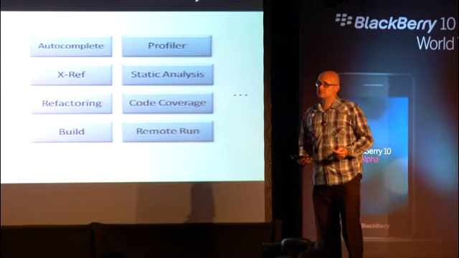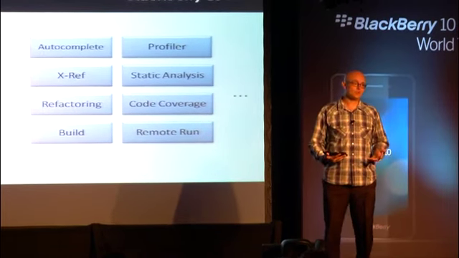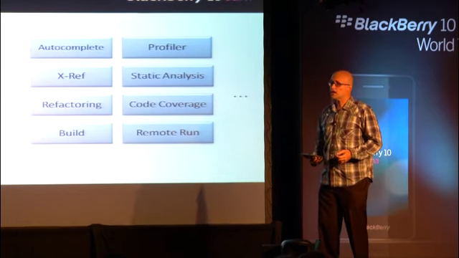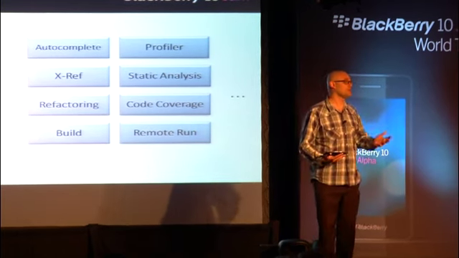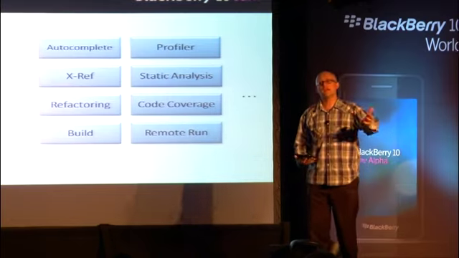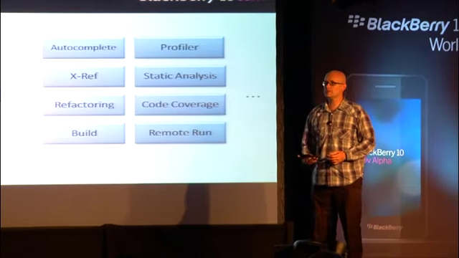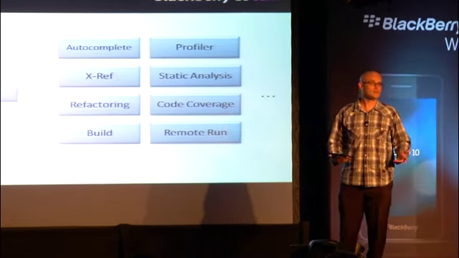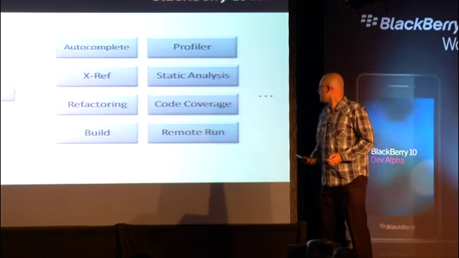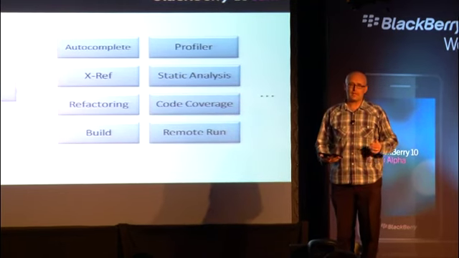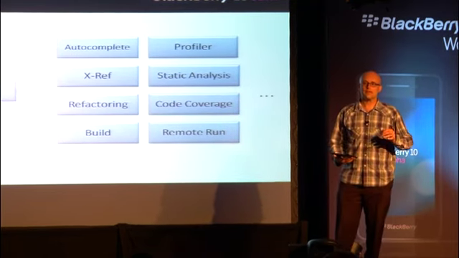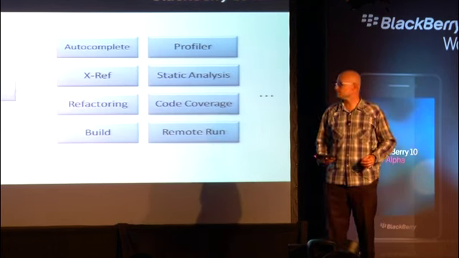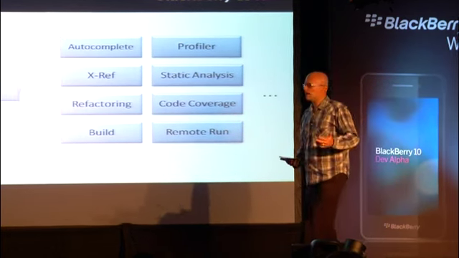Static analysis. Is this good code? Is this bad code? Refactoring. I want to rename this function. I want to rename these variables. And every file that uses that function in your source will be corrected. Code coverage. Again, I don't think that is working right now in the current beta, but these are betas. Build tools, yeah, of course.